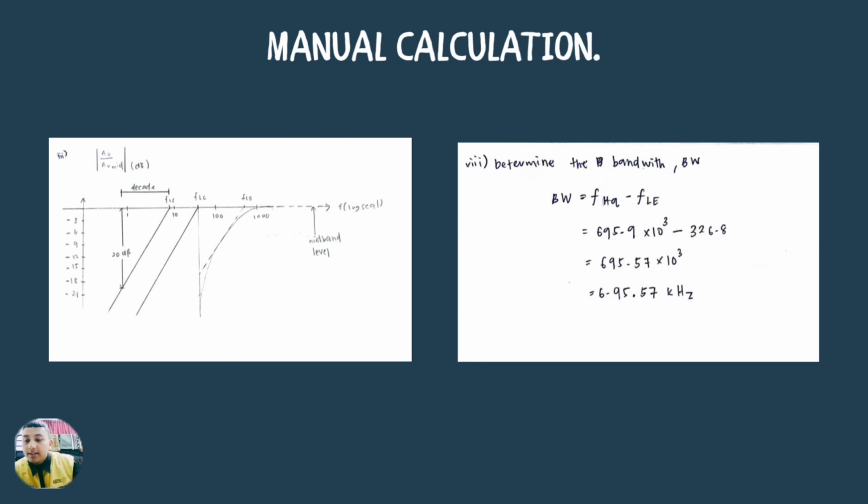This is the graph for the past questions that we have calculated. And next, determine the bandwidth BW. BW equals FHi minus FLo, and we will get BW is 695.57 kilohertz.